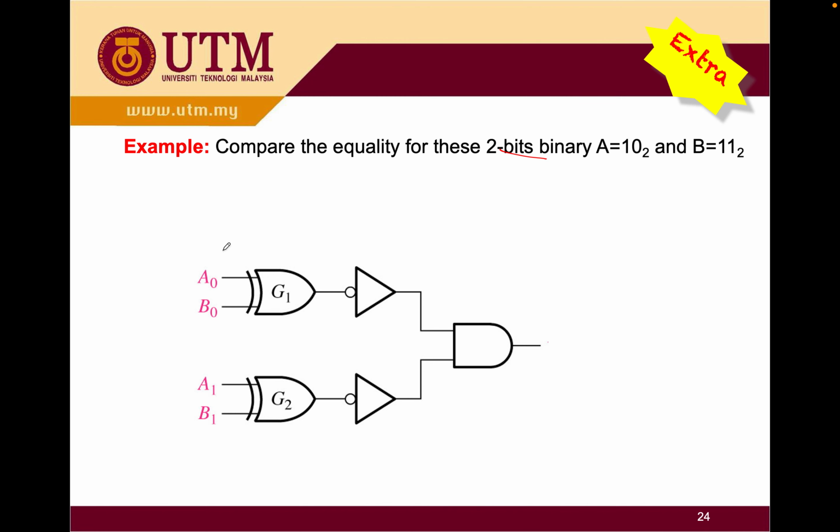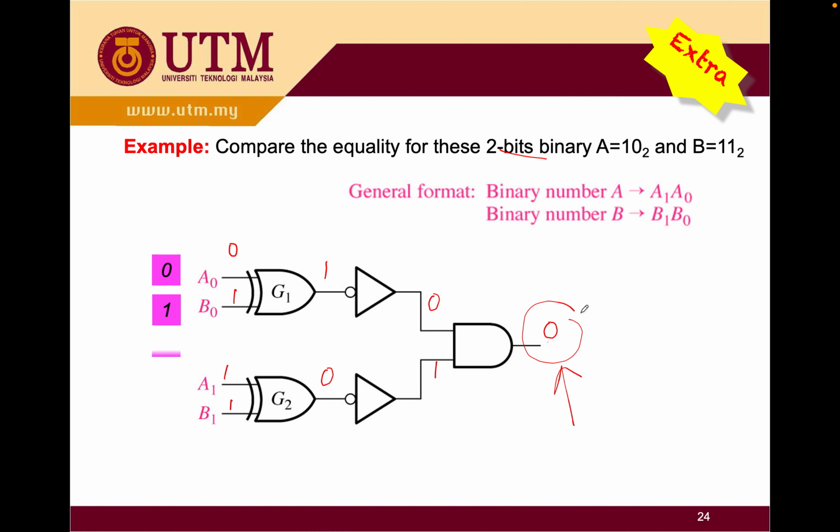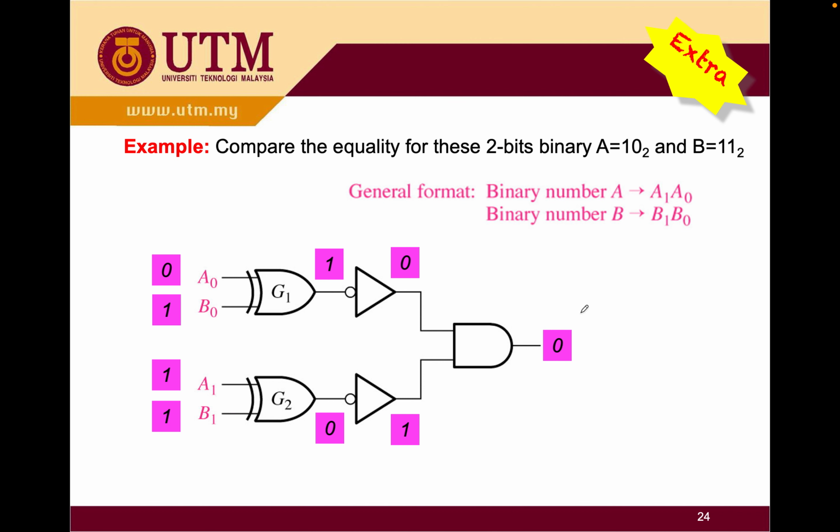Okay, let's try 0, 1, 1 and 1. 0, 1, we will get 1 here. It will be 0. 1 and 1, we will get 0. Here will be 1. Then this is 0. So that means that it is not equal. Low indicates not equal.